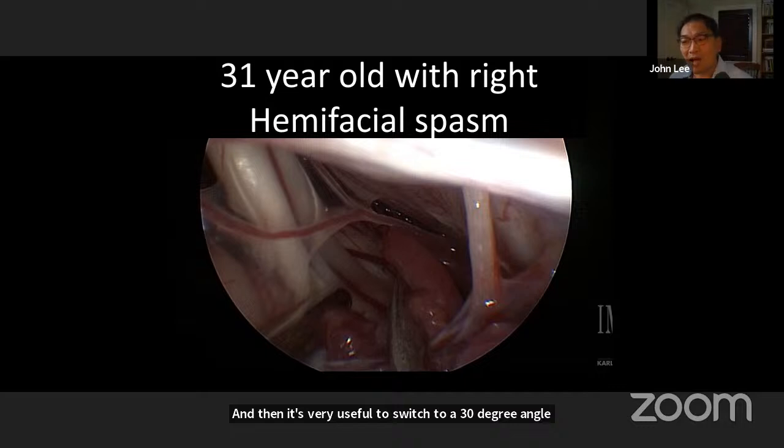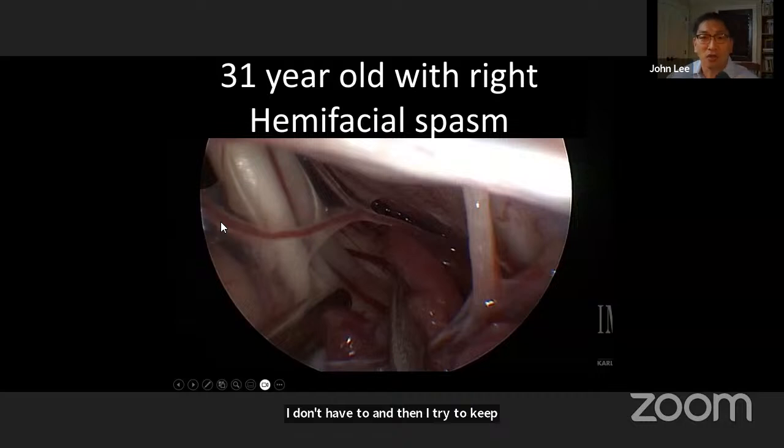In that way, I don't have to take down all the arachnoid over 9, 10, 11. And I try to keep, in every case, the arachnoid intact over 8, so that if I stretch a little bit, it's pulling on arachnoid and not necessarily on the cochlear nerve itself. So that's a unique thing.